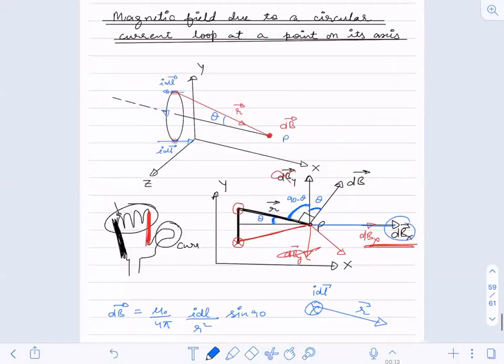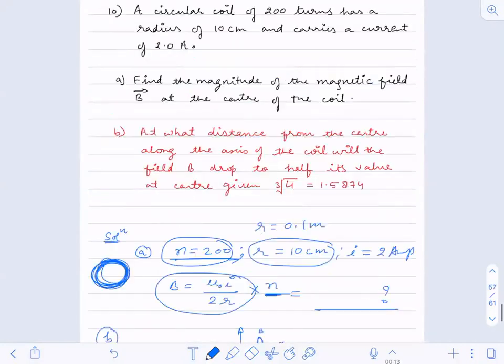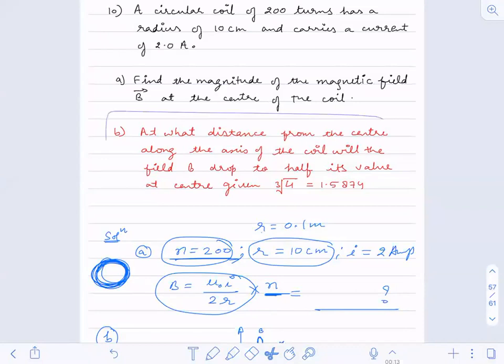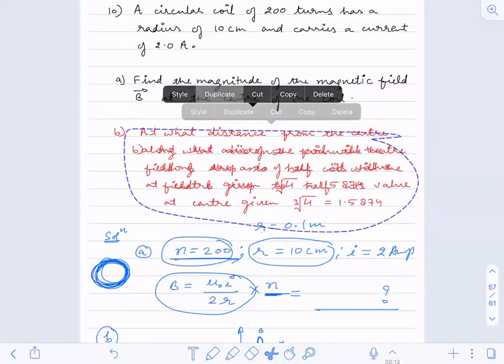So can you solve this question now? Just read this question. I'll just copy this complete question over there.